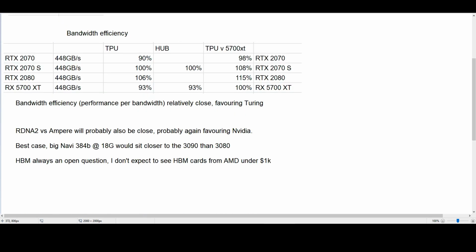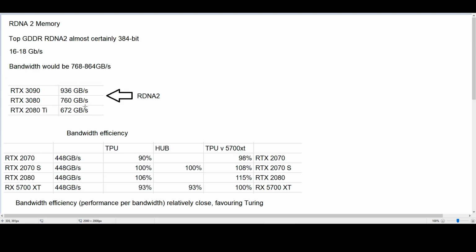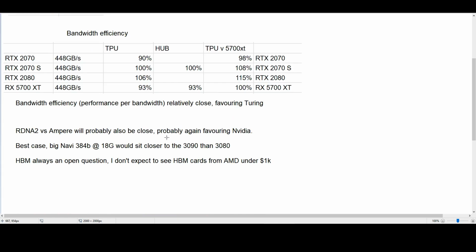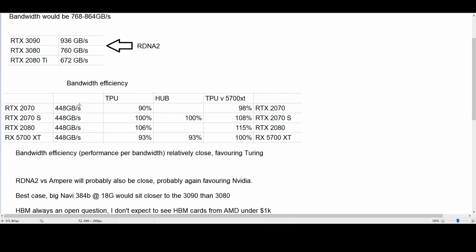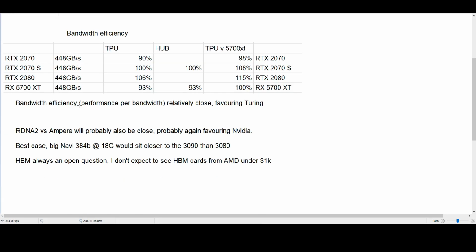But obviously, if we said that, well, we're not going to go the full way to 18 gigs for the GDDR6, we're going to sit at 16, then it's going to be a smaller number here, closer to the 3080. And in the worst case, we actually might end up with less performance than the 3080.